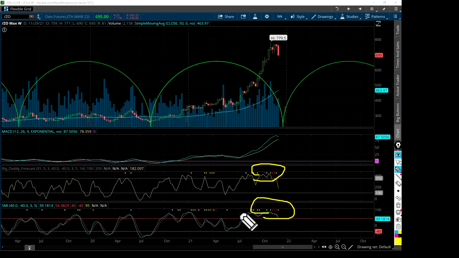And they're just crazy. You don't see this kind of cluster of divergence warnings for forever and a day, especially on the Big Daddy. I haven't seen red in months. Okay. I think oats is going to be tradable for short side.